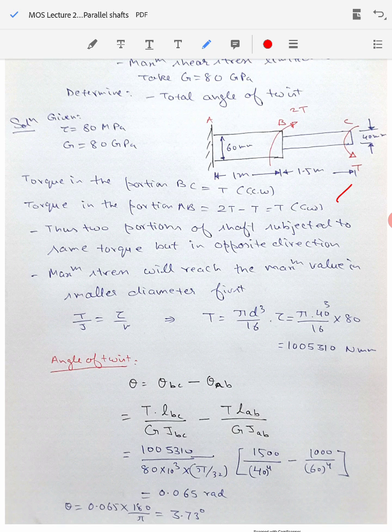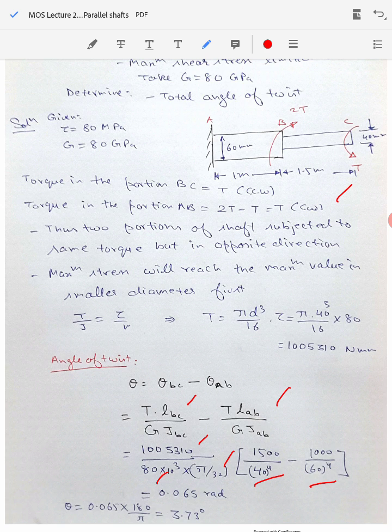Because theta is equal to TL divided by GJ, we'll use this relation. Here we are going to substitute the length of the section BC and AB respectively, and the polar moment of inertia of the section BC and AB. Torque remains the same for both of them because these are the case of the shaft in series. So we substitute the value of torque T, the value of modulus of rigidity as 80 into 10 to the power 3. For the polar moment of inertia, pi by 32 we have taken out as common, and what remains is the d4.